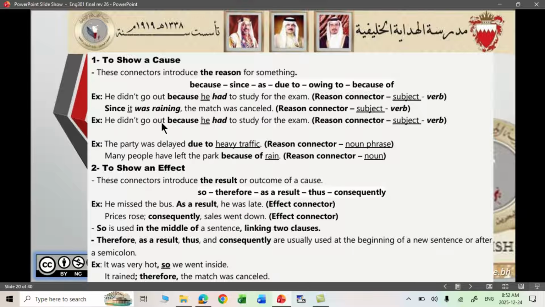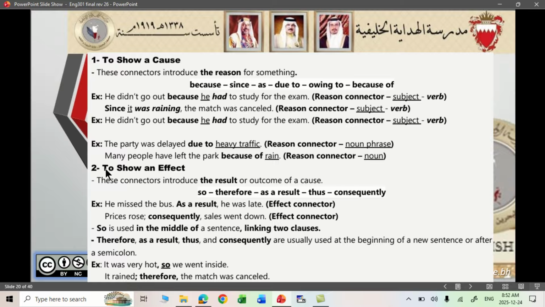He didn't go out because he had to study. Again, because, just like the one up there, okay? It is the same thing. Well, the party was delayed due to heavy traffic. Look here, we don't have a subject, we don't have a verb. It is just a phrase, due to heavy traffic. Many people have left the park because of rain, just one word. It's not even a phrase, just a noun, all right?